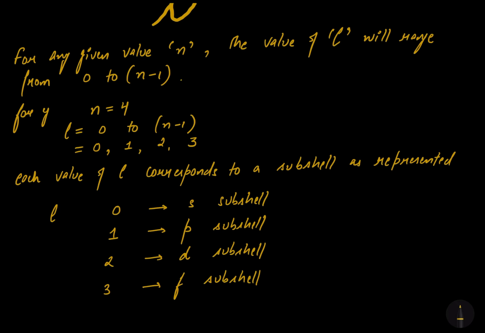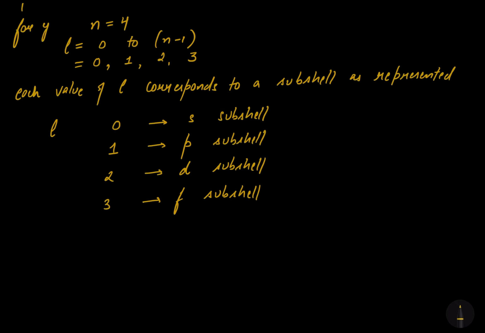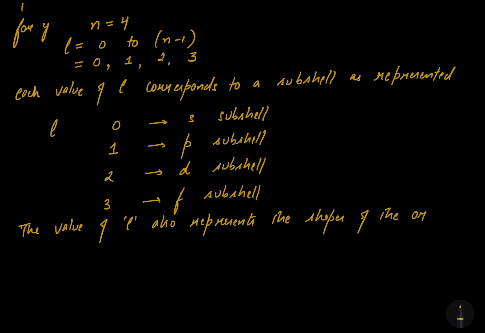Now, the value of l also tells about the shape of the orbitals occupied by the electrons. The value of l also represents the shapes of the orbitals in which electrons are present.